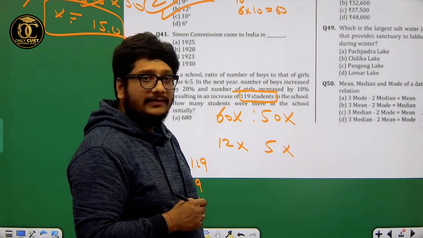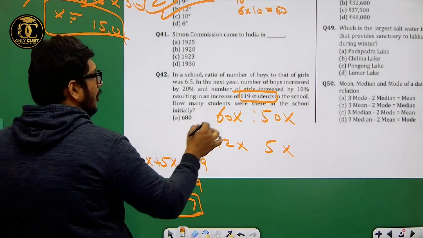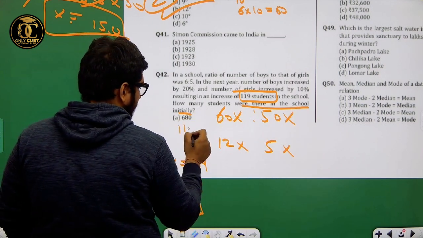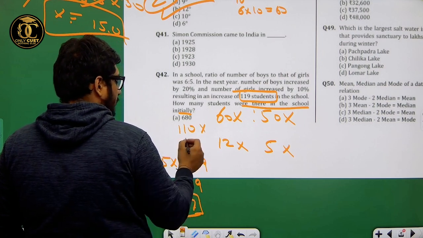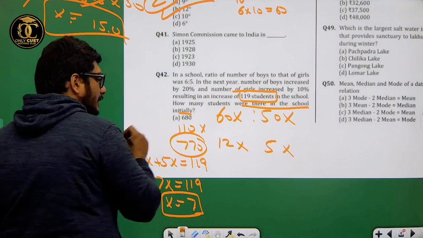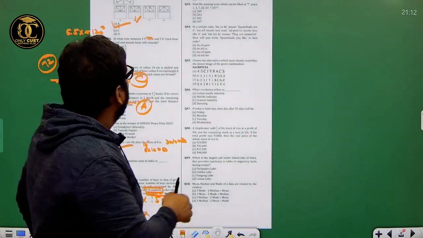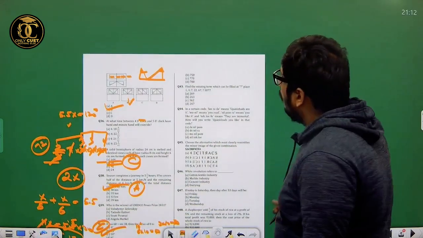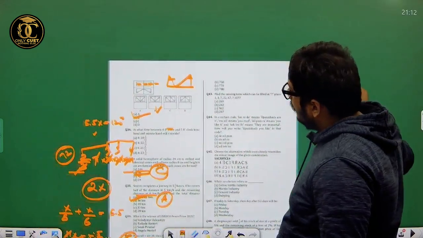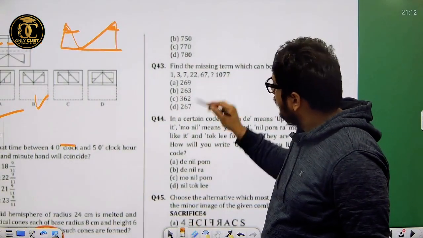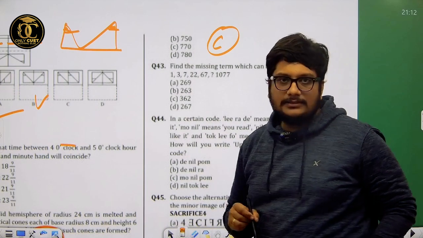X kitna aaya? 7. So what is asked is how many students were there in the school initially? Total students 110x. X is equal to 7. That is 770 students were there in the school initially. Correct answer would be option C. If you look at your options, option C says 770. That is your correct answer.